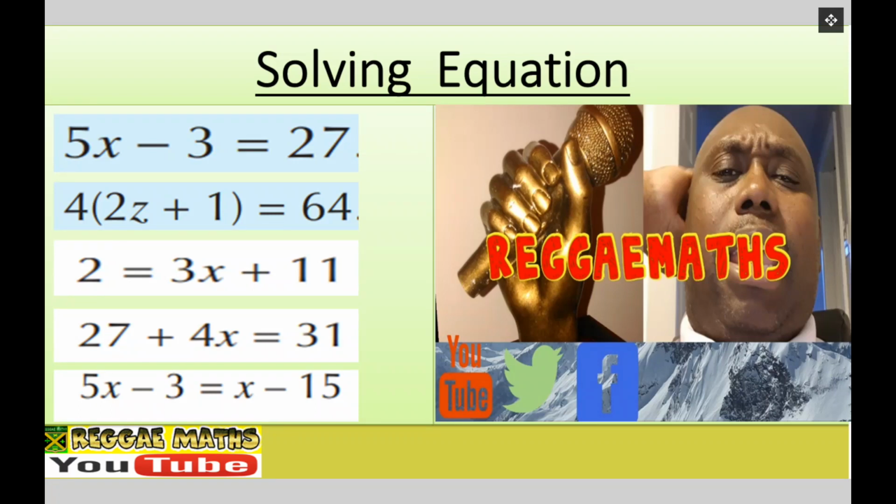Solving equations. Solving linear equations means you have no powers in these. I'm going to spend some time here looking at solving linear equations. So you have 5x minus 3 equals 27, the bog standard one. You have brackets, and remember, maths is a building block.